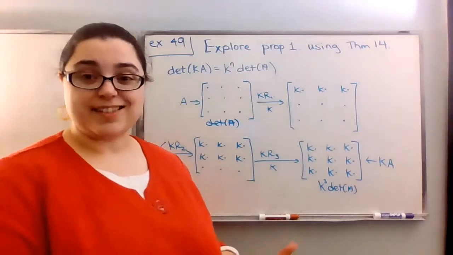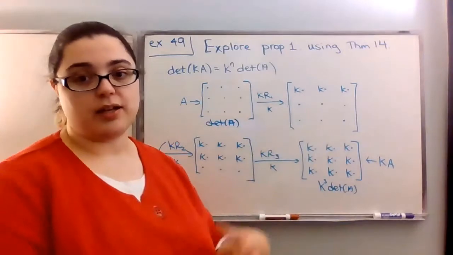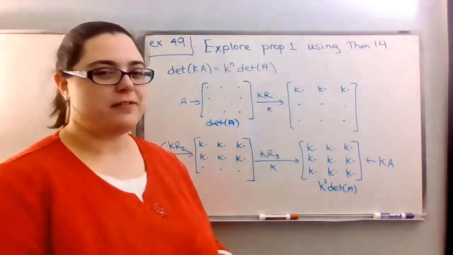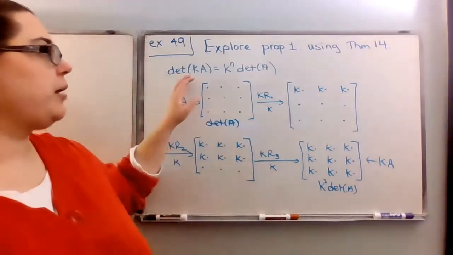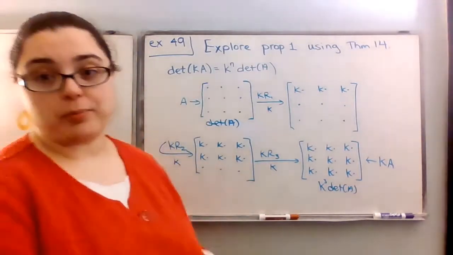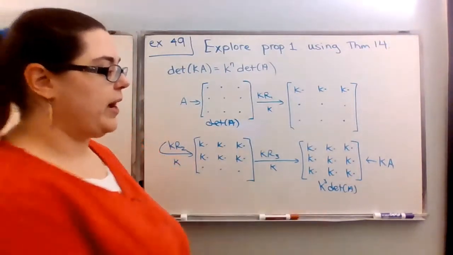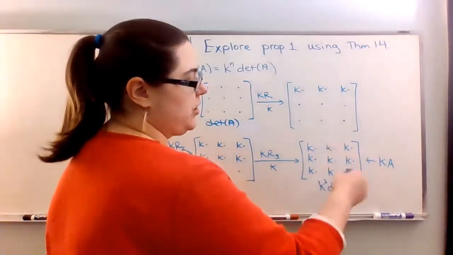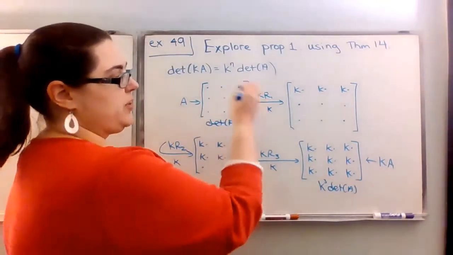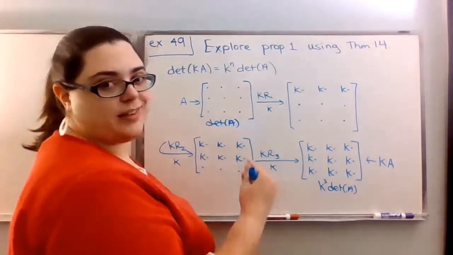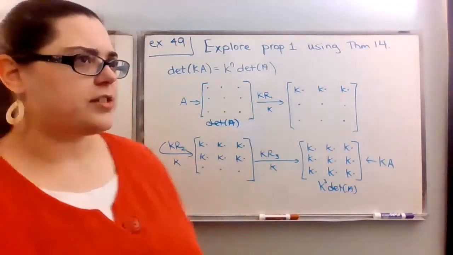So what I would like you to consider is 2 things. Thing 1, how would one go about writing this in a general format for an n by n matrix? And thing 2, could you still prove this property without using those row operations? So in other words, how would you go about showing that the determinant of this matrix is going to be the same as K to the n times the determinant of this matrix, using the cofactor definition for determinant? So those are things that I just want you to think about.